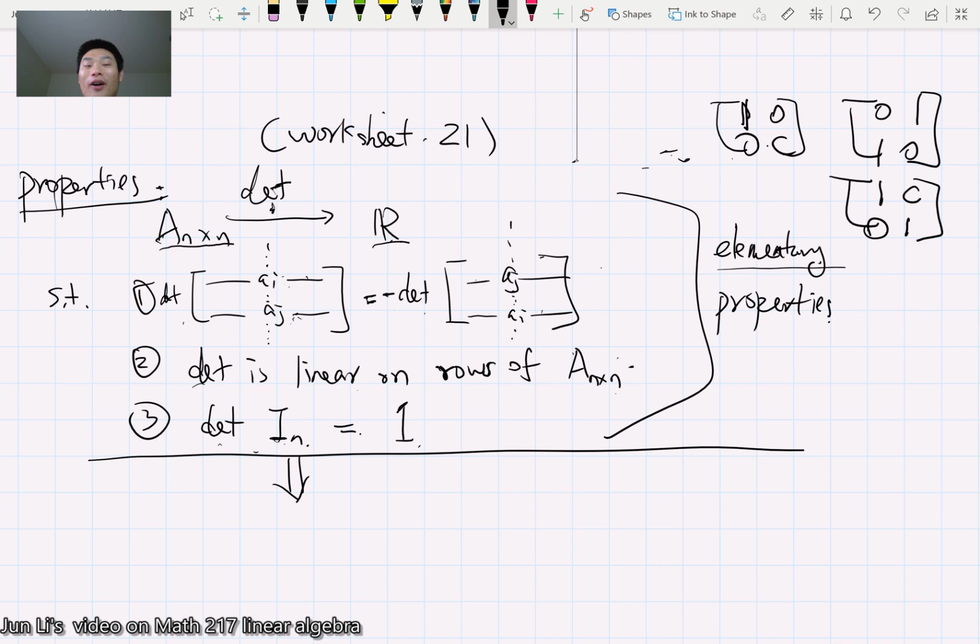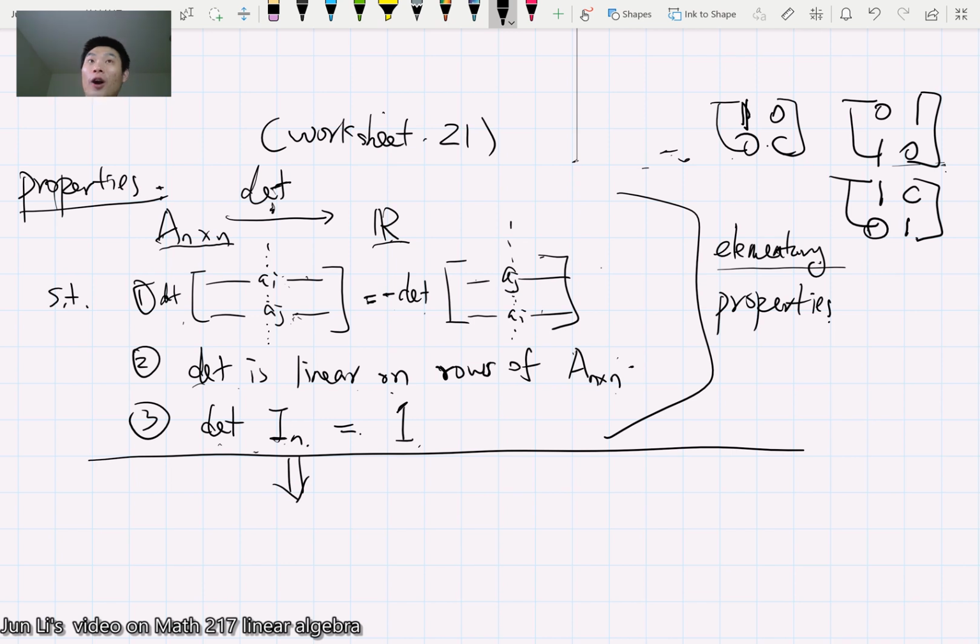For example, the first property tells us that if we swap two rows, the determinant of the elementary matrix is -1. Then the second one tells us that if we add a row to another, the determinant is 1. The last one plus the second one, with determinant of the identity being 1, tells us that for the matrix scaling one row, the determinant is C. Then with this, we know what the determinant is for elementary matrices.